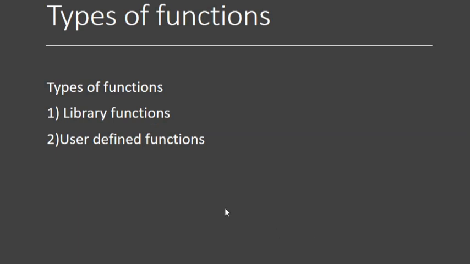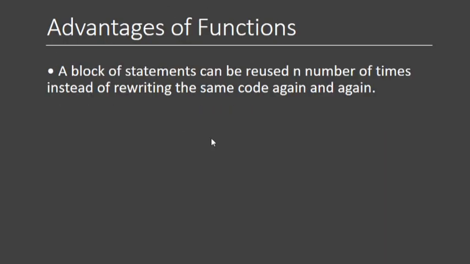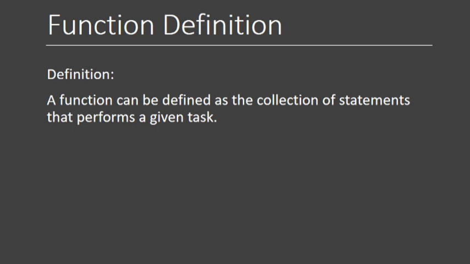So what are the types of functions? In C there are library functions or predefined functions, and user defined functions. As the name says, the functions which are defined by the user are called user defined functions. The functions which are already declared inside the header files are library functions. So finally, what is a function? A function can be defined as a collection of statements.